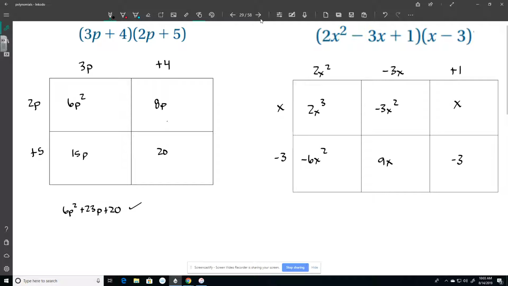So 2x cubed is all by itself. There's no other x cubes. I have x squareds in both of these, so I combine those together. That's negative 9x squared because I have negative 6 and negative 3 more. I've got x's in these two. 9x plus another x is 10x. And then I have a minus 3. And that would be my final answer.